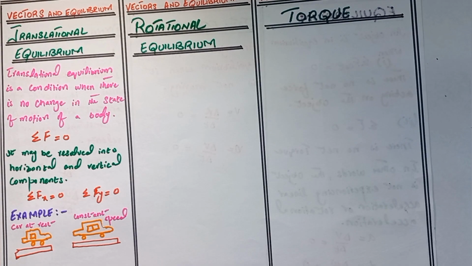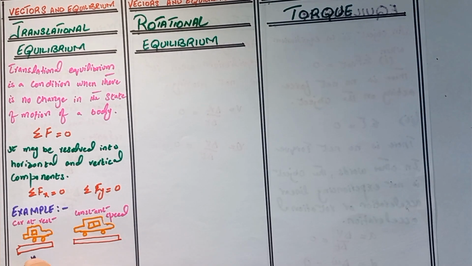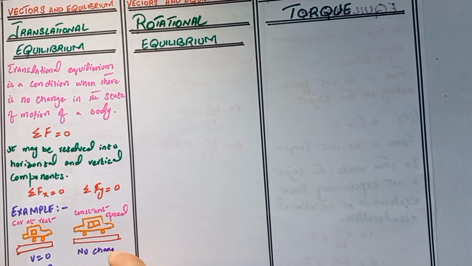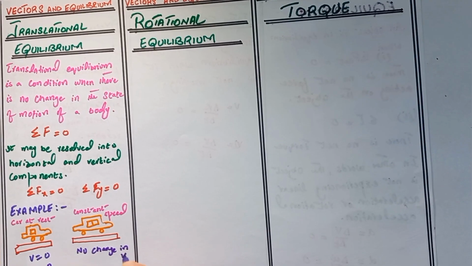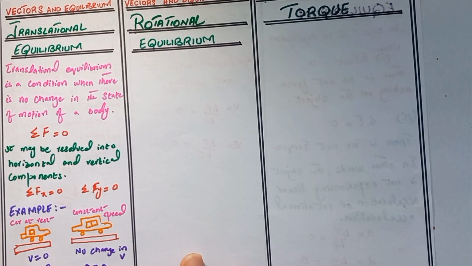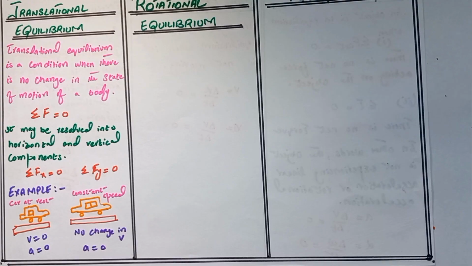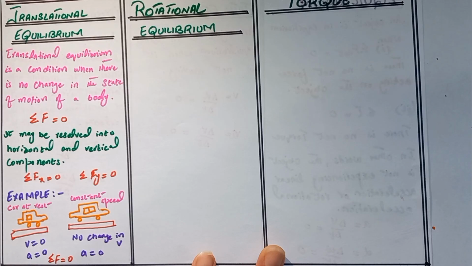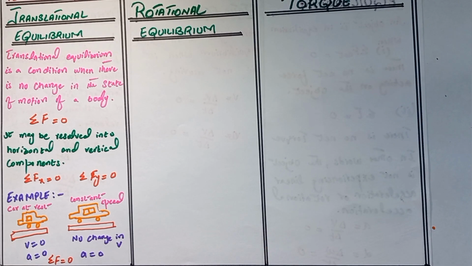When the car is at rest, then velocity is 0. When velocity is 0, acceleration is 0. When the car is moving at constant speed, there is no change in v, so a is equal to 0. When all these conditions are available, then this is the translational equilibrium with all the net forces equal to 0. This is the translational equilibrium when there is no change in the motion of a body.